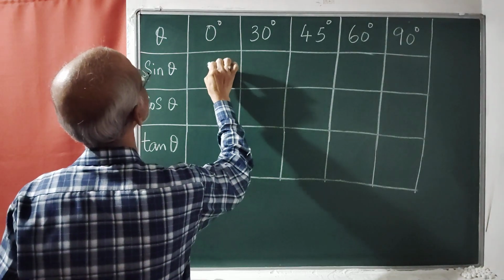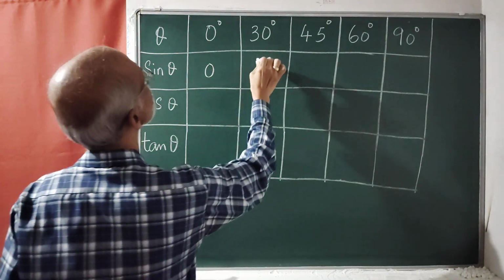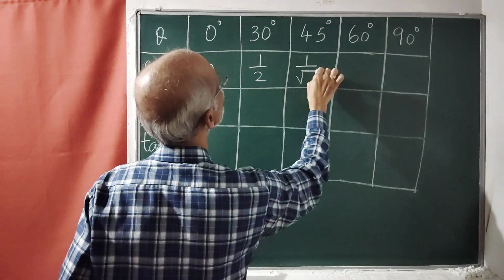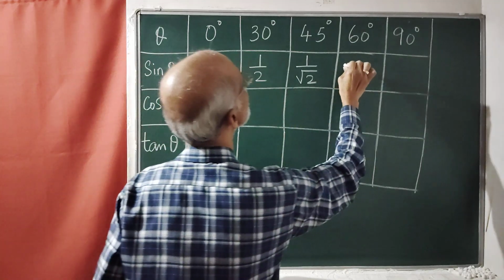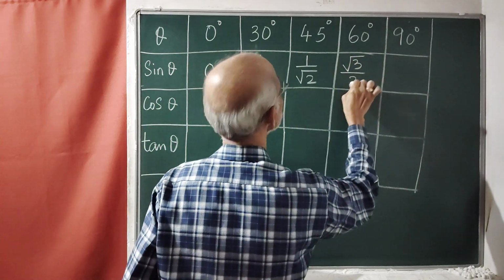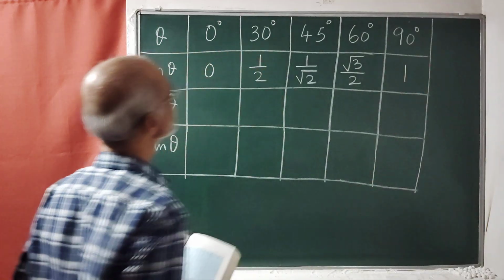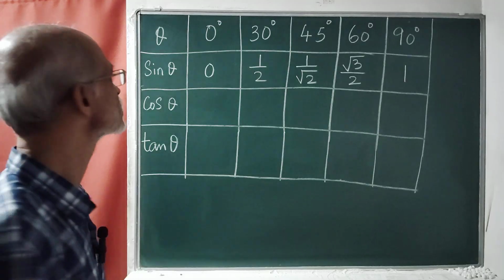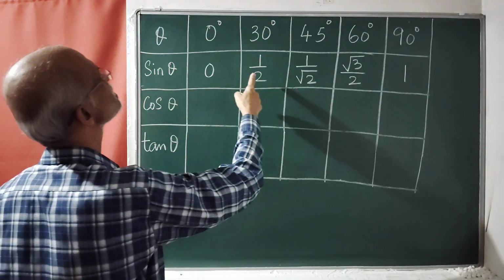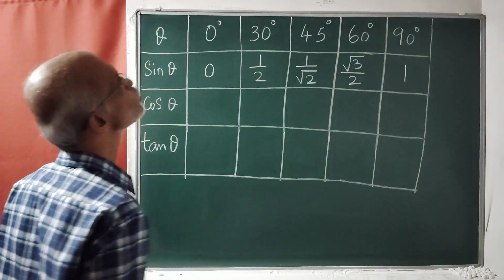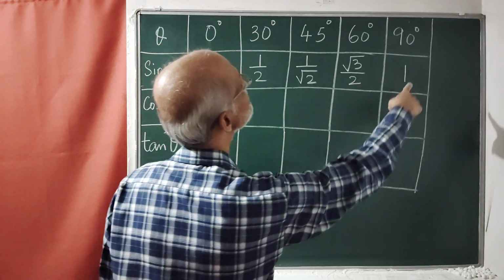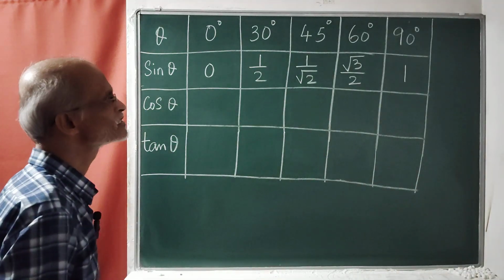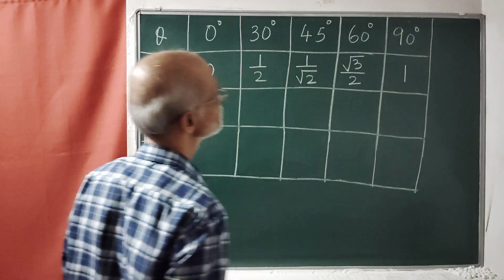That is sine 0 degrees is 0, sine 30 is 1 by 2, sine 45 is 1 by root 2, sine 60 is root 3 by 2, sin 90 is 1. The first row you have to learn by heart. Sin 0 is 0. Sin 30 is 1 by 2. Sin 45 is 1 by root 2. Sin 60 is root 3 by 2. Sin 90 is 1. Now for cos, just write it in the reverse order.